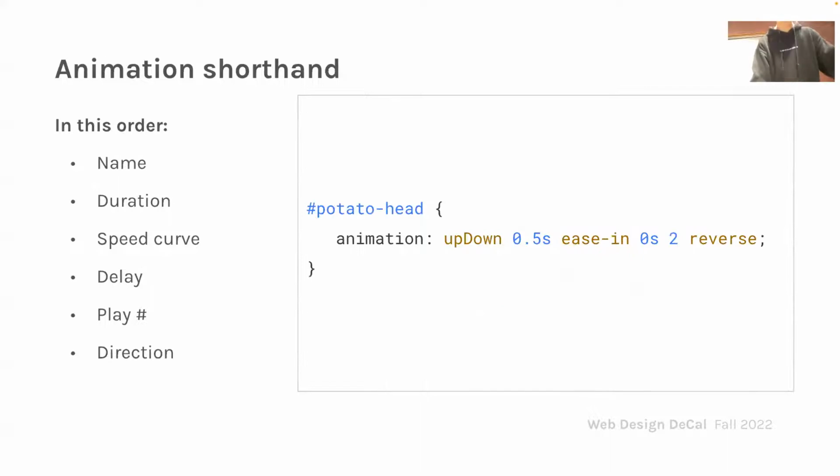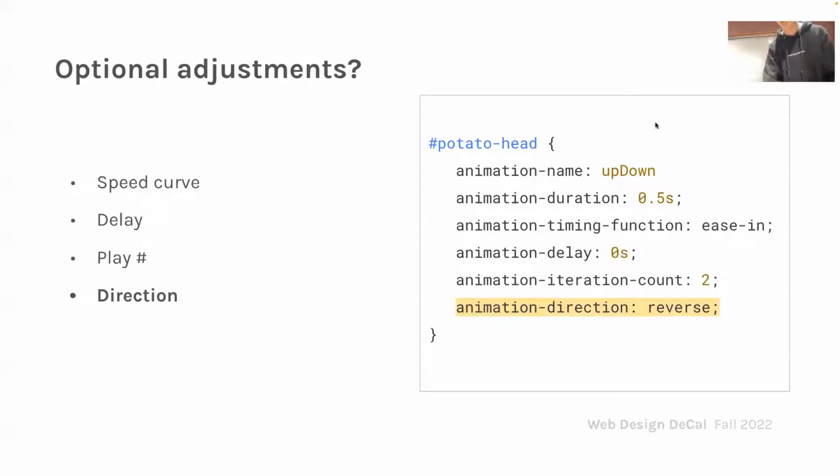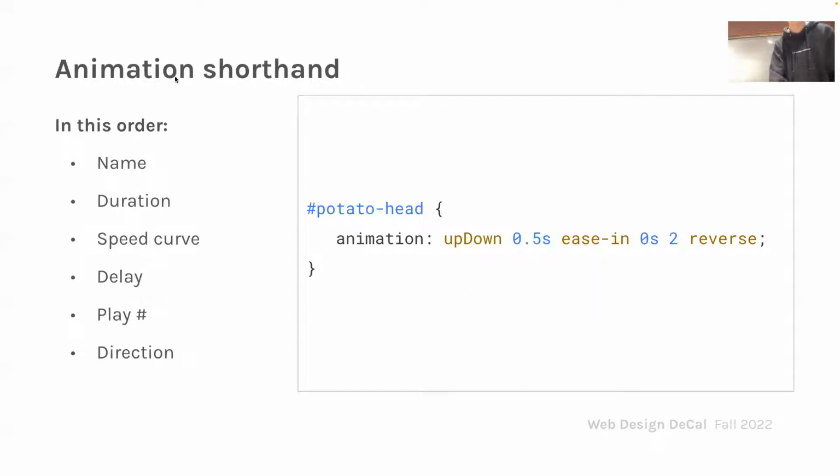So yes. Oh, there's also a way you can put it all together rather than having this stacked. And this can get a little messy. If you remember that this is the order, name, duration, speed curve, etc., you can just put it all in animation and indicate each value. And this will do the same thing as this. It's just nice to look at.